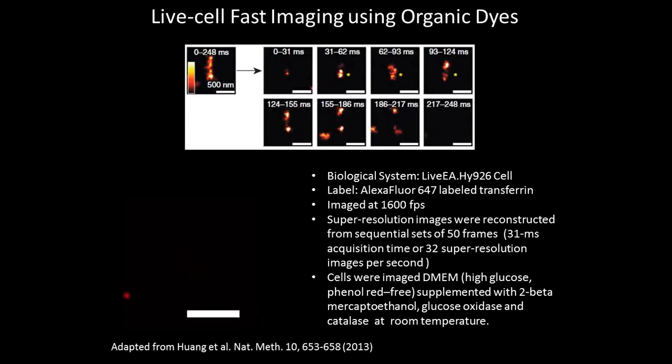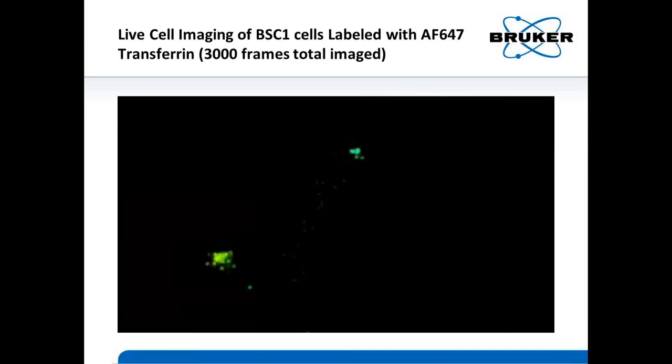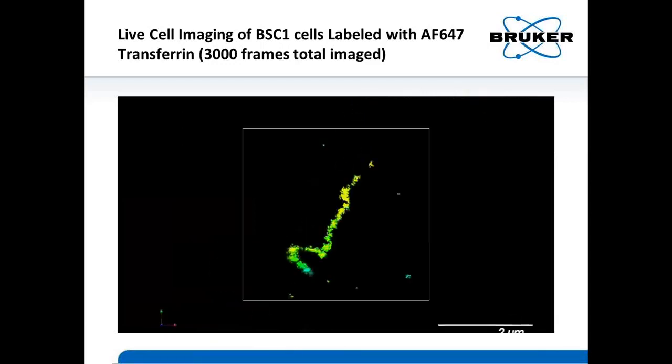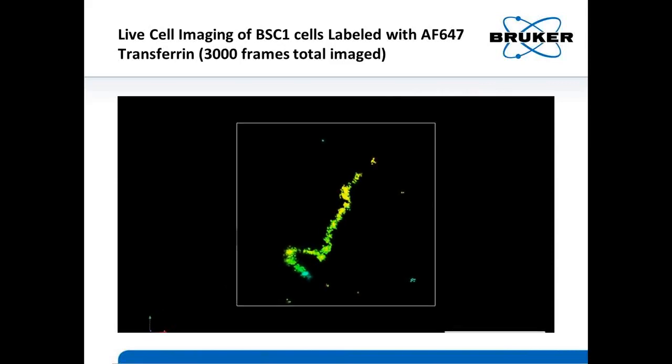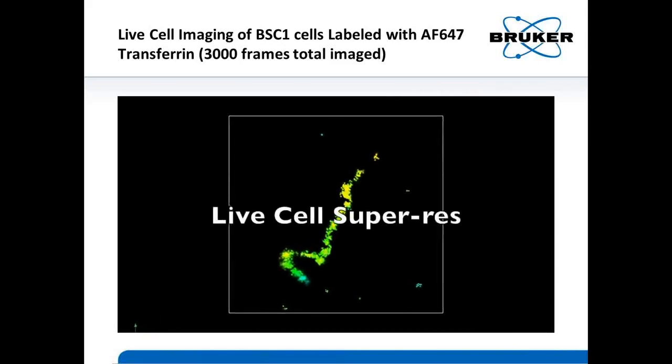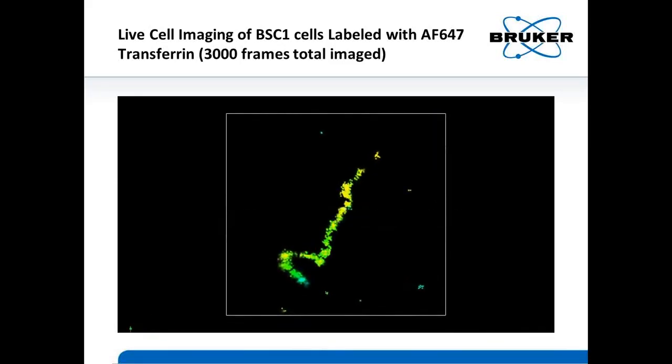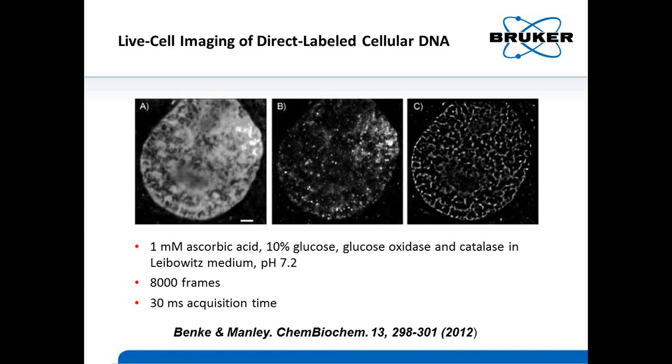And then it was imaged at room temperature here. So here's another example of just looking at a track of transparent molecules. This was imaged at a slower speed, but then you were able to essentially get a trajectory of how the transferrin molecules are moving. So it just kind of gives you an idea of the different types of experiments that you can do.